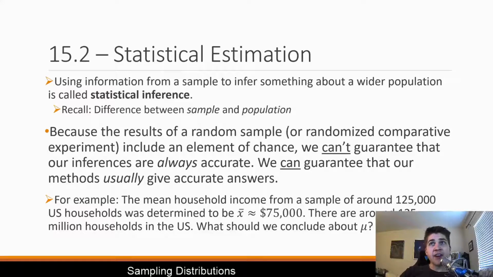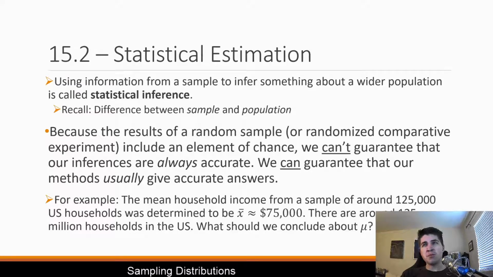Now let's go ahead and define the term statistical inference. It says that using information from a sample to infer something about a wider population is called statistical inference. And this is kind of the idea that we introduced in the previous video. However, there are a couple of issues, like the first bullet point.